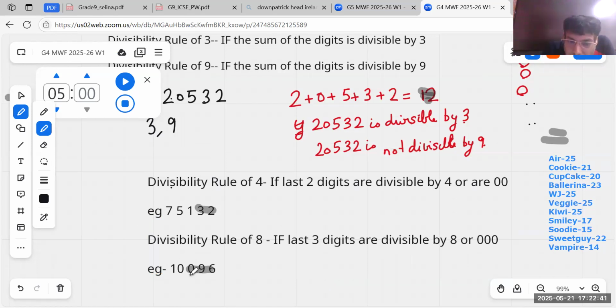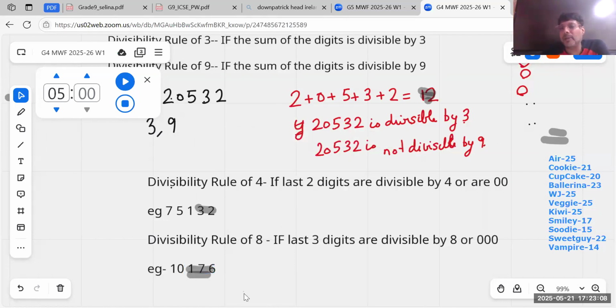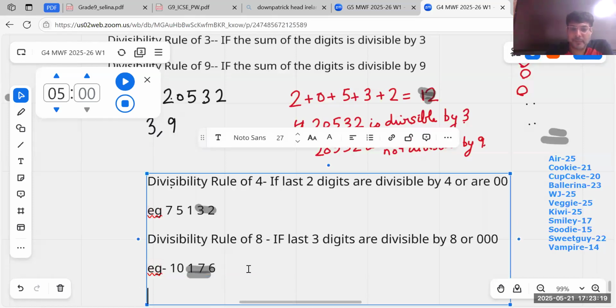Sometimes you will have to divide the 3 digits to check. Let me give one more example. Suppose I give you 10,176. Again, you cannot tell directly by looking whether it is divisible or not, but it is divisible. 176 is divisible by 8 because you get the remainder 0. So that's why 10,176 is divisible by 8.